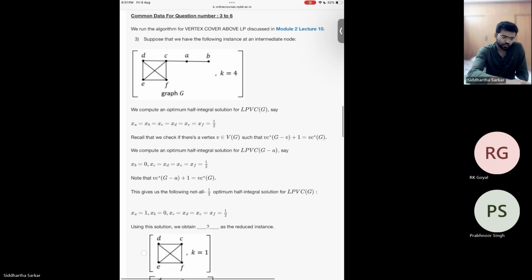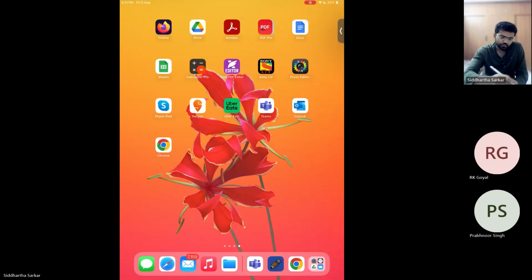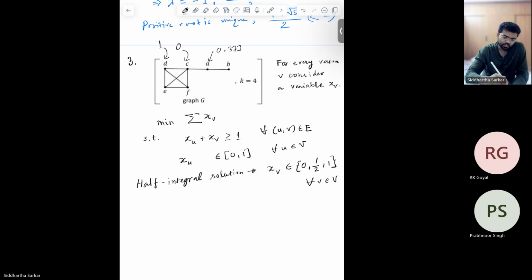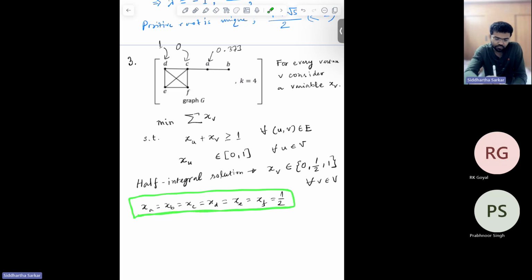So let's write down. They are saying that for this particular graph, they are setting everything to half. So xa is half, xb is also half, xc is also half, xd is also half, xe is also half, xf is also half. They're saying that with this assignment, this summation is minimized. So what do these 6 terms together sum to? 3. So they're saying that if you have to minimize this function, then somebody cannot get better than 3, even if they're allowed to take values from this domain.